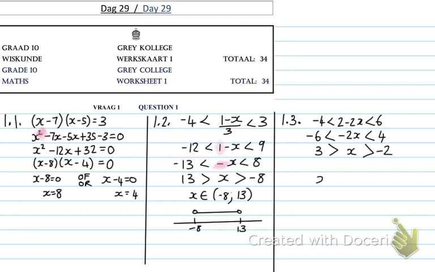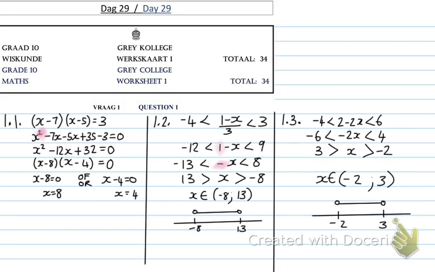So if I want to write that in interval notation, it will be x is an element of negative 2 excluded to 3 excluded, round brackets, because there's no equal sign. Now I'm going to draw that on a number line. So it's going to be from negative 2 to 3 with open dots. Okay. If you want to look at that again.